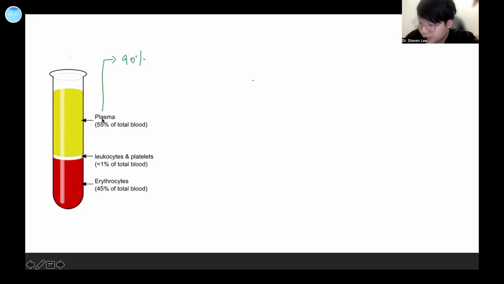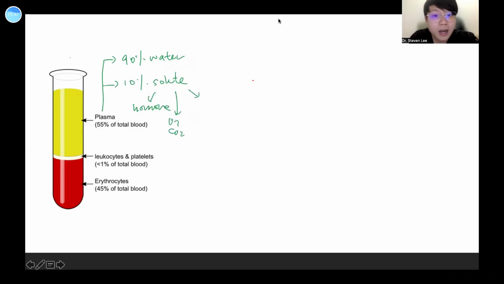90% of plasma is actually water, isn't it? And the remaining 10% is solute. This solute can be anything. It can be hormones, right? It can be dissolved substances like oxygen, carbon dioxide. It can be things like your plasma proteins. So you must remember that. Plasma protein is not protein on the plasma membrane. They are proteins in the blood plasma. Okay, so your PP, plasma protein. So this is basically wrapping up what it means.